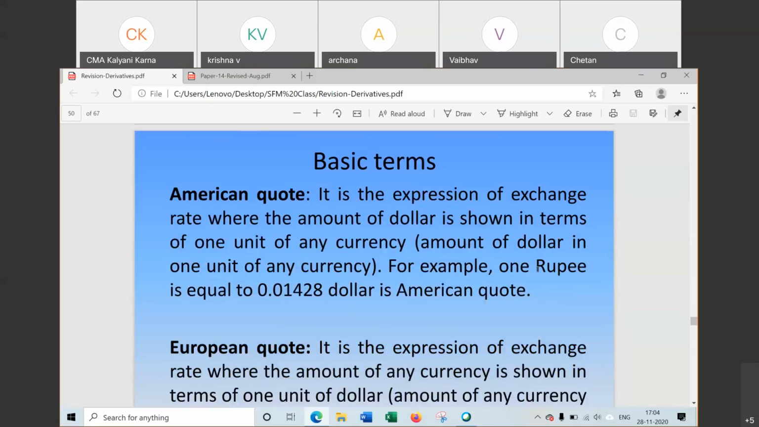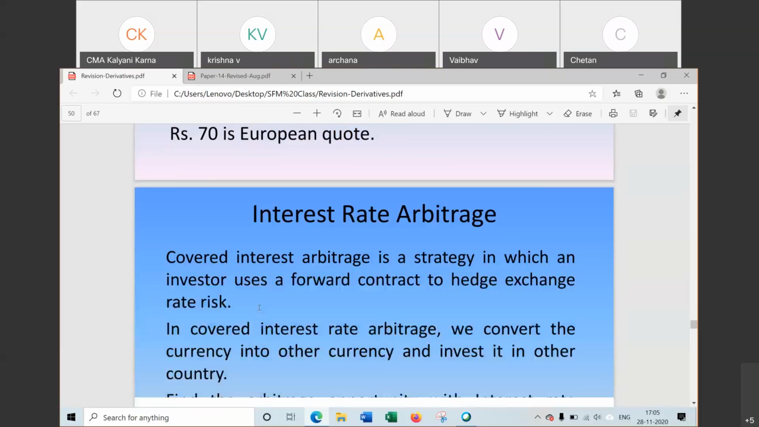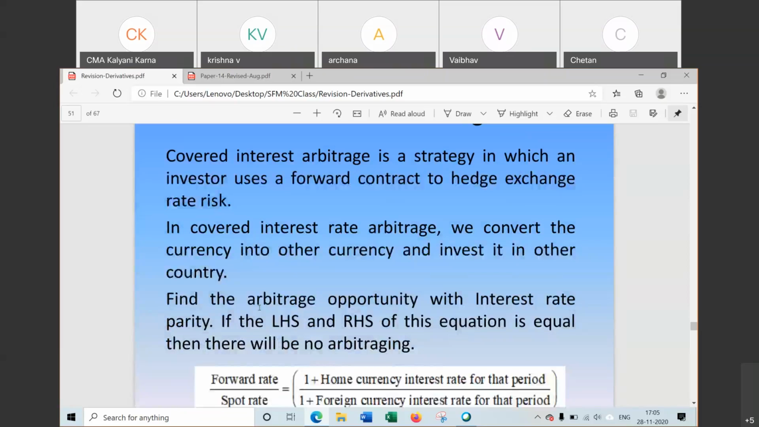American quote, that is the dollar value of 1 unit of any currency. Suppose 1 rupee is equal to this much dollar. It is expressed as an American quote. European quote, amount of any currency in $1. Suppose $1 is equal to rupees 70. That is European quote. Interest rate arbitrage.